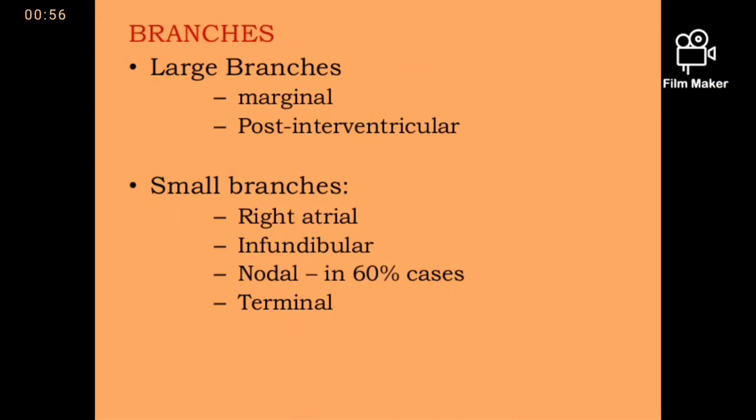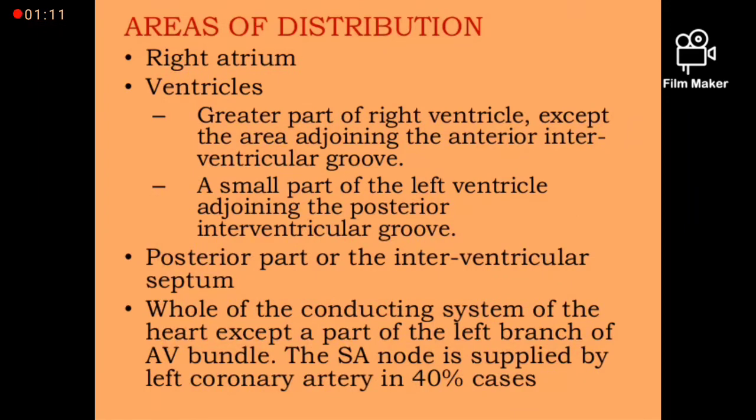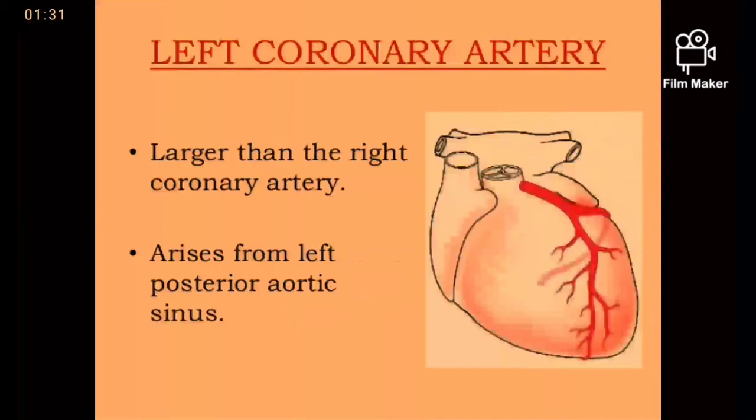Then branches: large branches marginal and posterior interventricular, small branches right atrial, infundibular, nodal. And this is the diagram. You can see the nodal branch supplying the SA node. Areas of distribution: right atrium, greater part of the right ventricle except the area adjoining the anterior interventricular space, a small part of the left ventricle adjoining the posterior interventricular groove, posterior part of the interventricular septum, and the whole of the conducting system of the heart except part of the left branches.